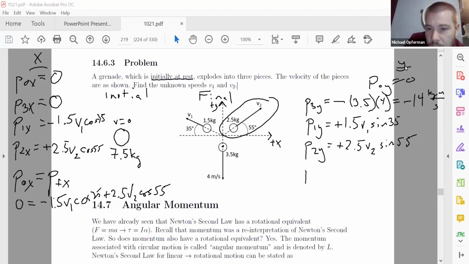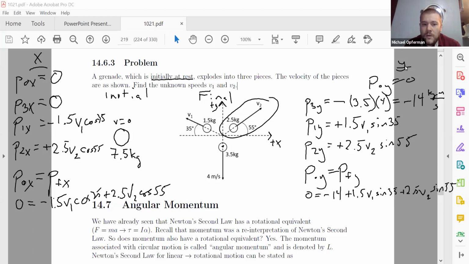And over to here, my y conservation of momentum equation is going to be 0 equals minus 14 plus 1.5 v1 sine of 35 plus 2.5 v2 sine of 55. So in principle, I'm pretty much done at this point. I have a system of two equations with two unknowns. My two unknowns are v1 and v2, which is what I'm trying to solve for. And I have two equations, so I should be in good shape.